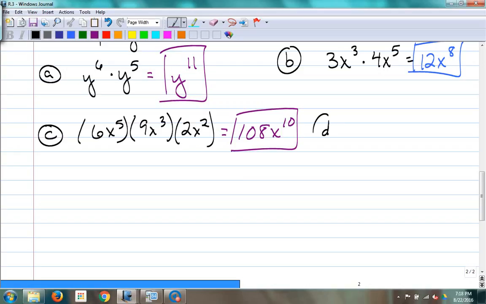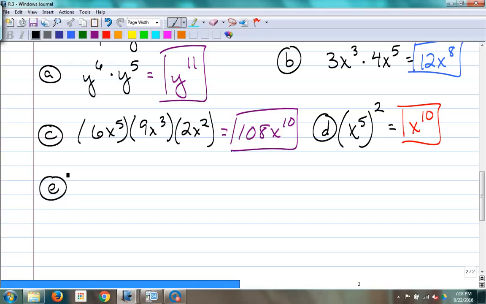Example D, x to the 5th squared. Very similar to one of them we just did. Parentheses with an exponent outside. So what's that going to tell us? What do we do with our exponents? Multiply. Parentheses tells us to multiply them. So that's going to be x to the 10. Not too bad.